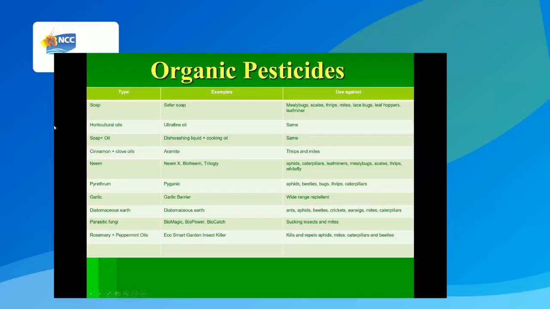Another example of plant oils is a product called EcoSmart Garden Insect Killer, which contains rosemary and peppermint oils. And again, it kills and repels a pretty wide range of these insects, mites, caterpillars, and beetles.